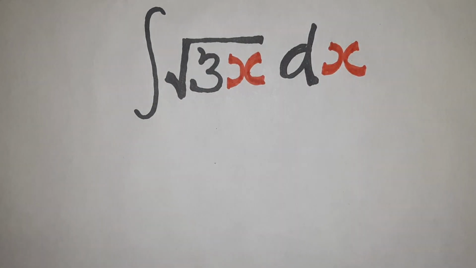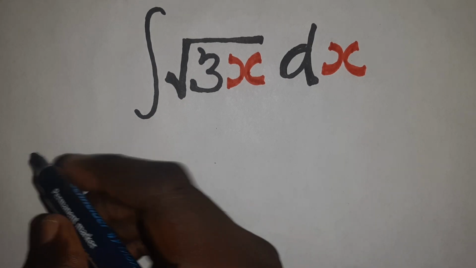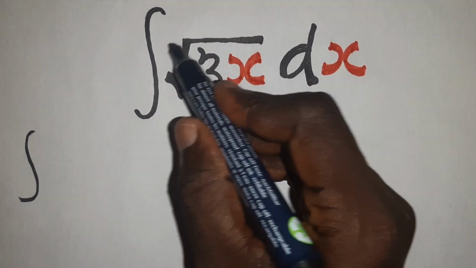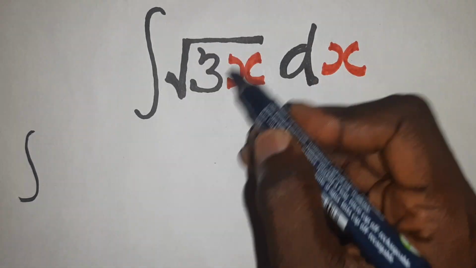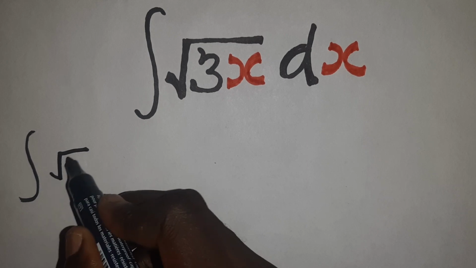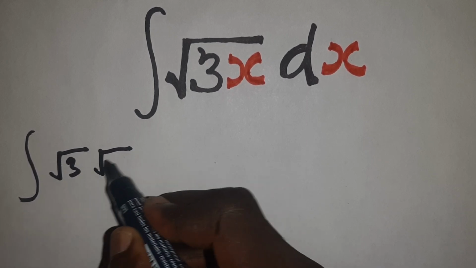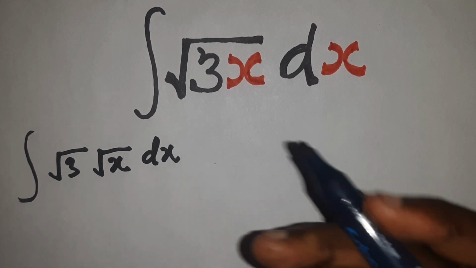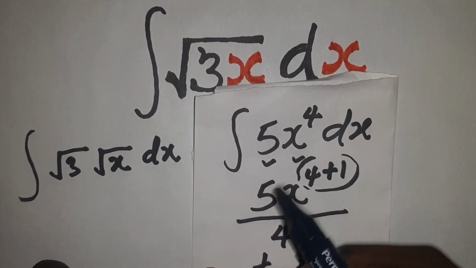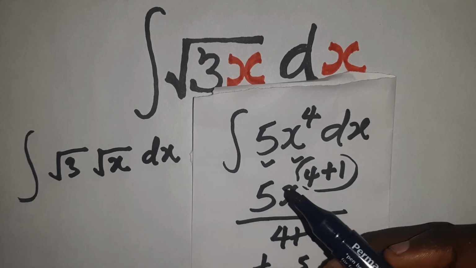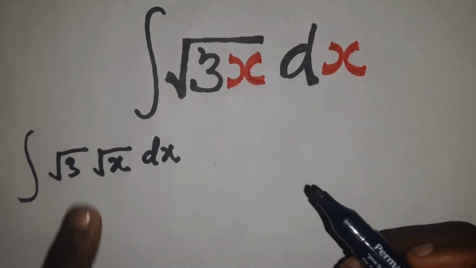So let's go there. So we can rewrite it as the integral of, since the 3 and the x are under the same root, we can separate them. We can have root 3, root x, then dx. Exactly what we have here. Remember, the variable and its coefficient will now be separated. And we can rewrite root x.